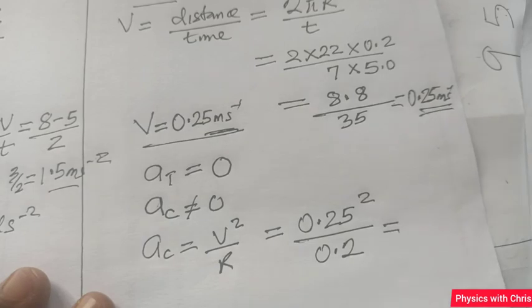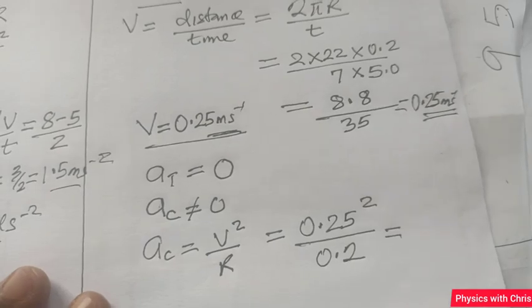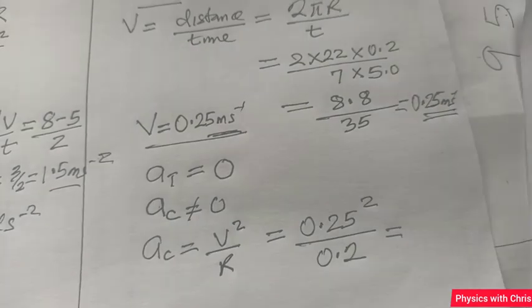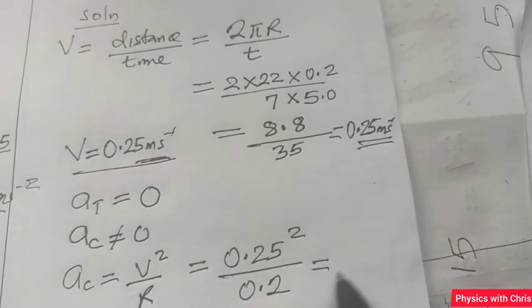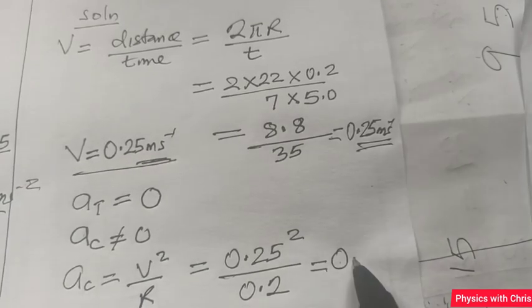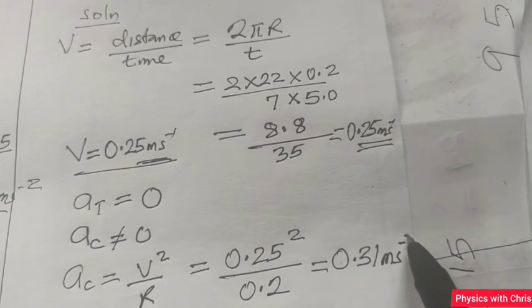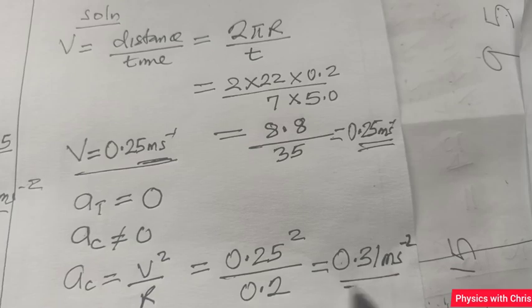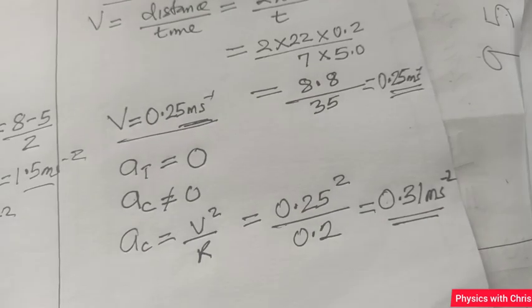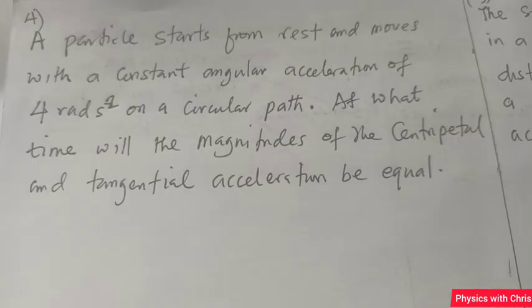So again, I'm going to evaluate this with my calculator and then bring out the answer. Okay, so that gives me 0.31 to the nearest 2 decimal places, meters per second squared. Okay, so this is what we do to calculate the centripetal acceleration. Okay, we'll take another question before we end this presentation.